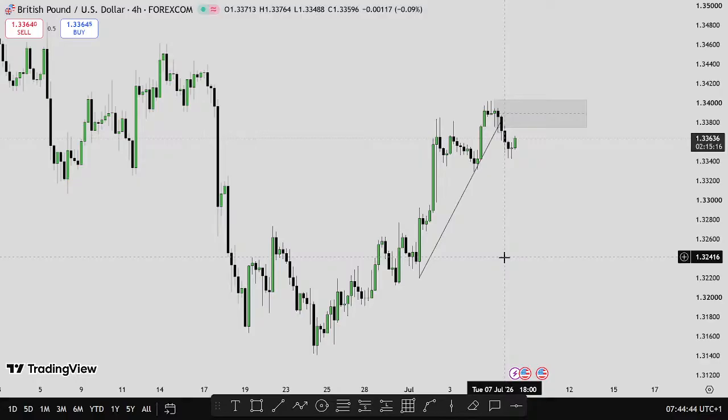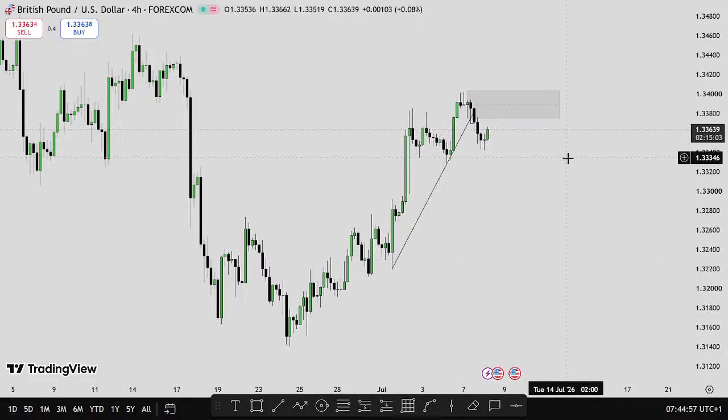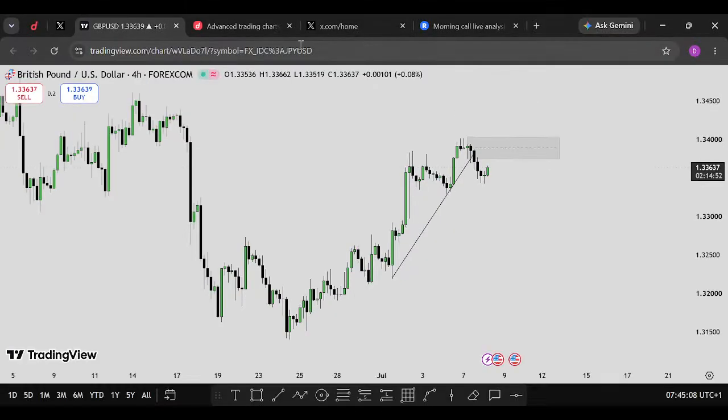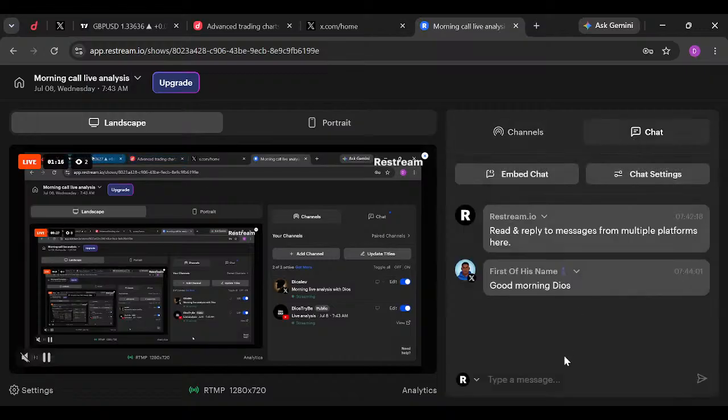Okay, so we're looking at a few currency pairs this morning just to check. Today is Wednesday, July 8th. I'm looking at a few currency pairs, not so much, but just a few. I know most of you have been sending messages, asking when are you going to start the live analysis back. Well, we have started it, right?